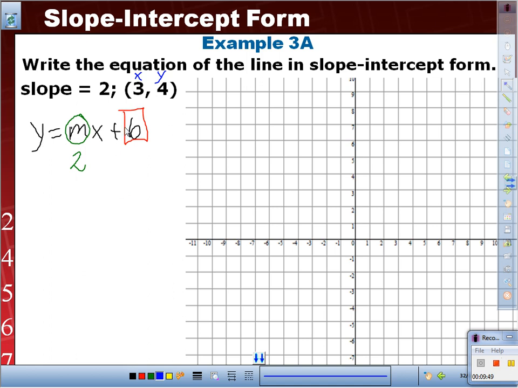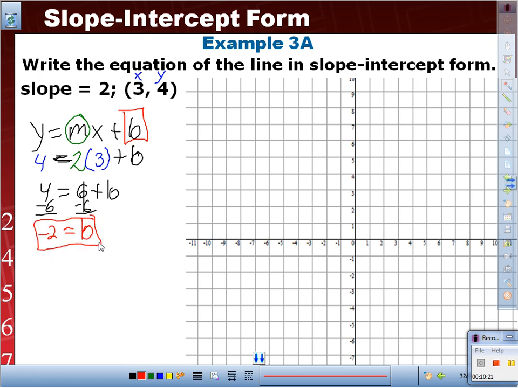So check this out. What can I do with the x and the y value? Substitute. If I bring everything else down, I'm going to be solving for which variable? B. This becomes 4 equals 6 plus b. To solve for b, I subtract 6. And I'm left with negative 2 equals b.